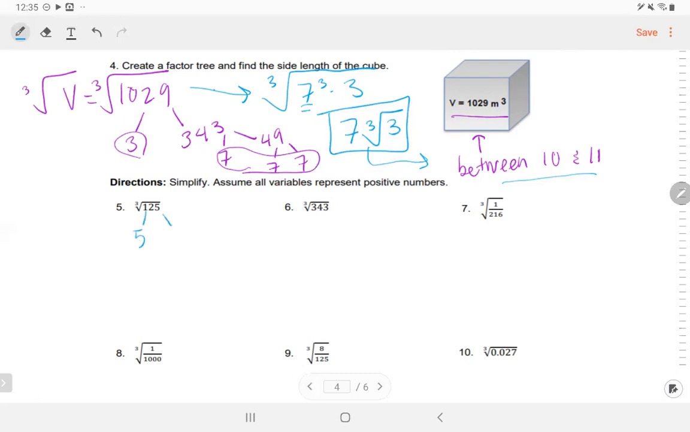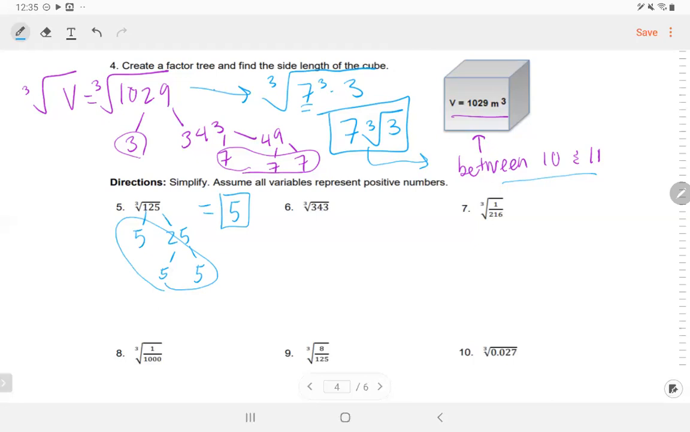Another way that I could do that is to create a factor tree. I know 125 divided by 5 is 25. 25 divided by 5 is just 5 and 5. So now I have 3 5s under there. So my answer here is just going to be 5.